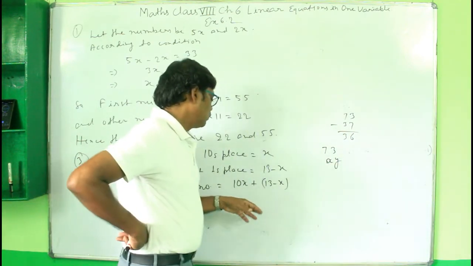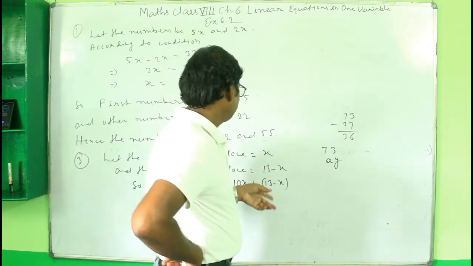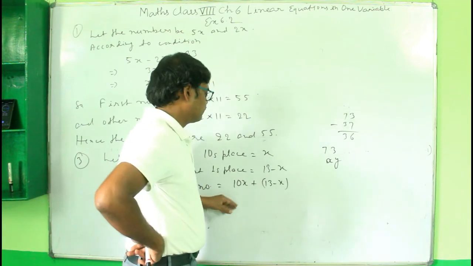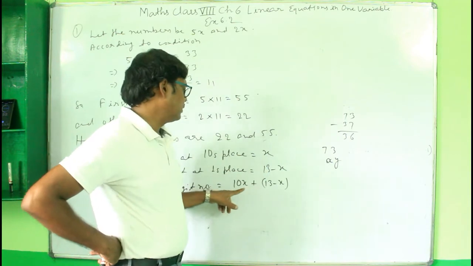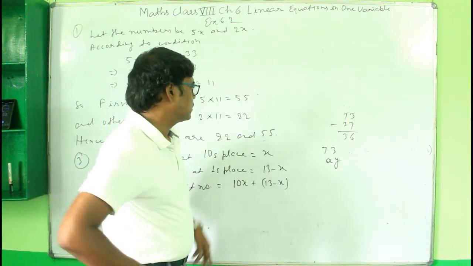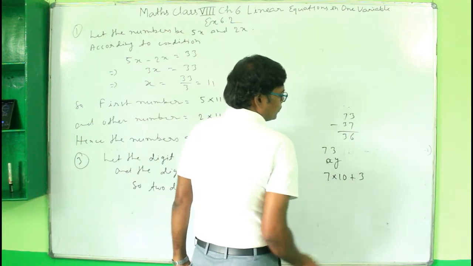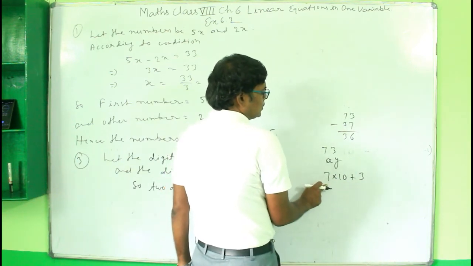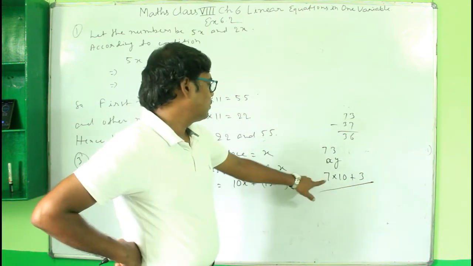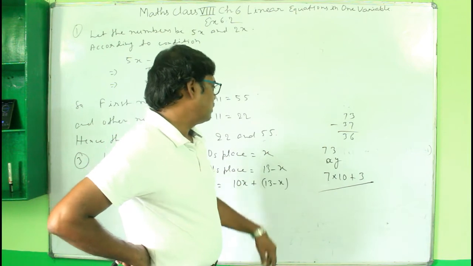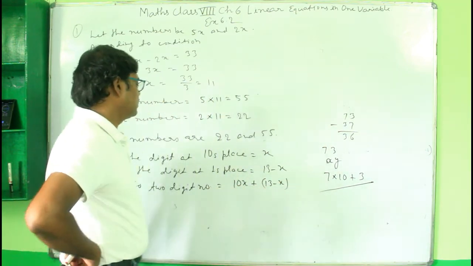So here, because we don't know the digits of the unknown number, we will write it in the expanded form. Because x is at the tens place, it will be 10x, and this is at the ones place. Just like 73, we write 7 into 10 plus 3, because 7 is at the tens place and 3 is at the ones place. Similarly here, in place of 7 we have x, and in place of 3 we have 13 minus x. So we will have this 2-digit number.